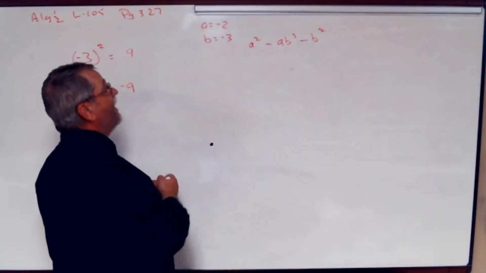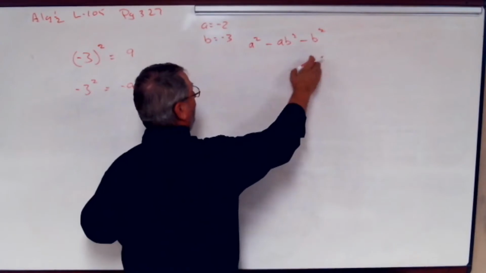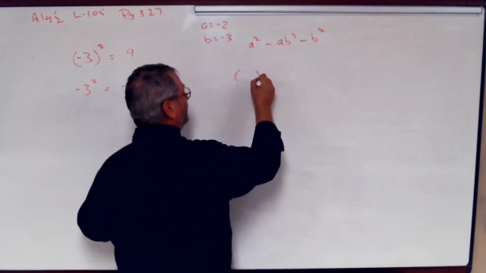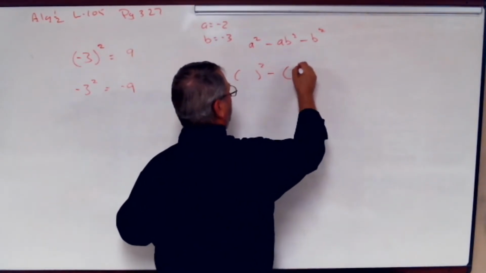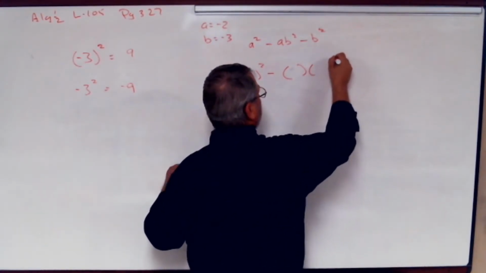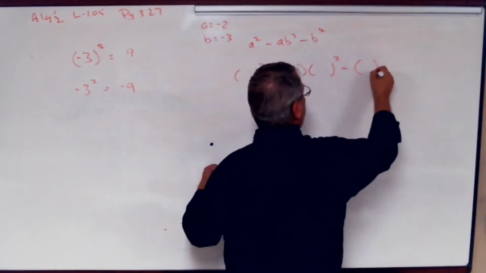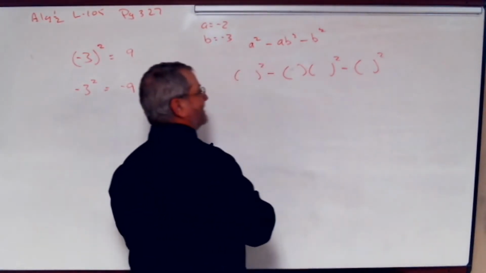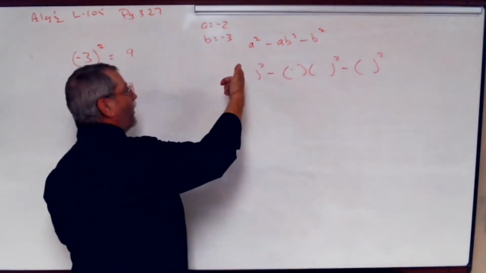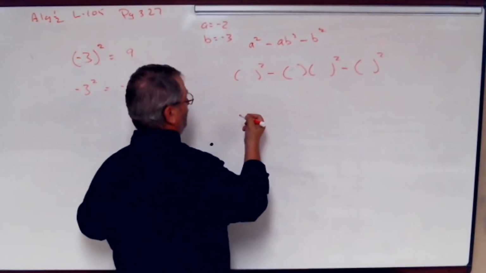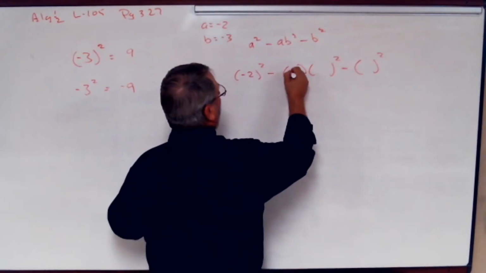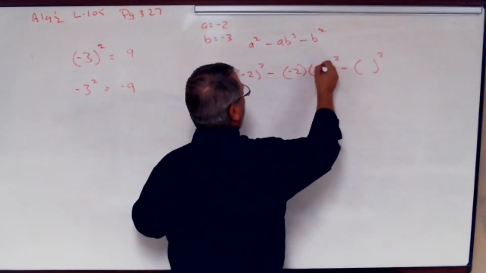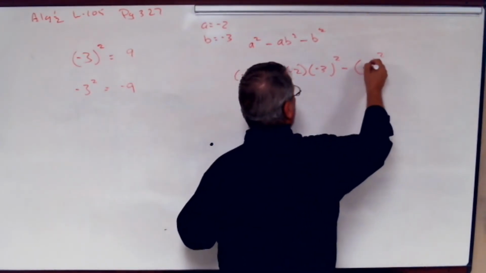Okay? Number one, we're going to write this thing out with blank parentheses. Don't put anything in there yet. There's a negative, parentheses, parentheses squared, minus, parentheses, and the square goes on the outside of the parentheses. Now, we're going to put into it the numbers. Okay, this is a negative 2. Negative 2, negative 3, negative 3.